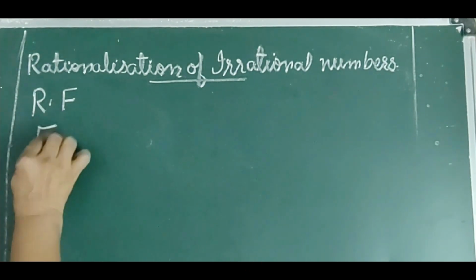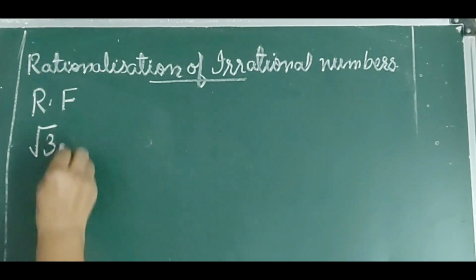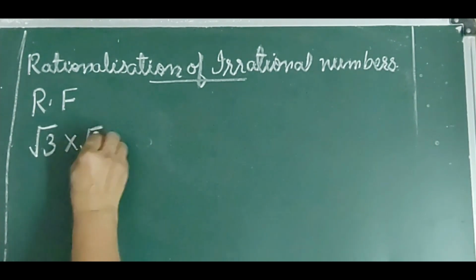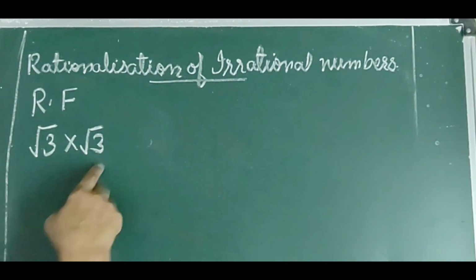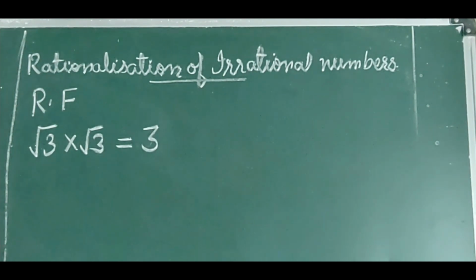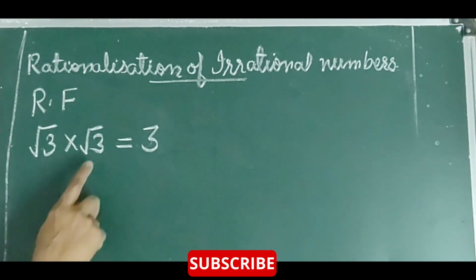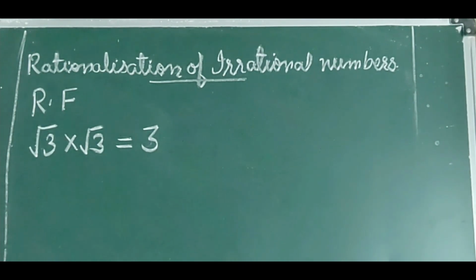Root 3. Root 3 is an irrational number. If we want to rationalize this root 3, then we multiply it by another number, that is root 3. And we know root 3 by root 3 is equal to 3, and this 3 is a rational number. Here this root 3 is called the rationalizing factor of this root 3.